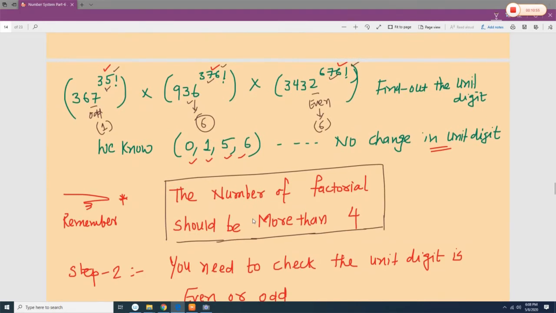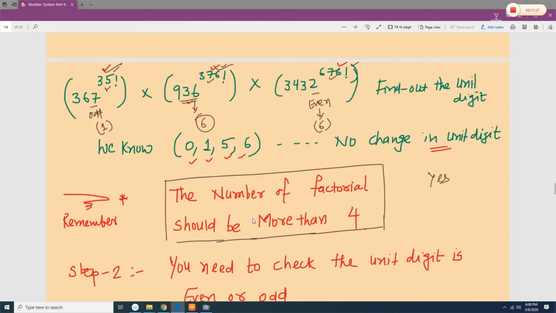Now let's say such a big figure is given: 367 to the power 35 factorial multiplied by 936 to the power 376 factorial, multiplied by 3432 to the power 676 factorial. Now remember, not a single figure has a power less than 4. So every number has a power more than 4. Then you have to apply this rule. You need to check whether the power is more than 4.